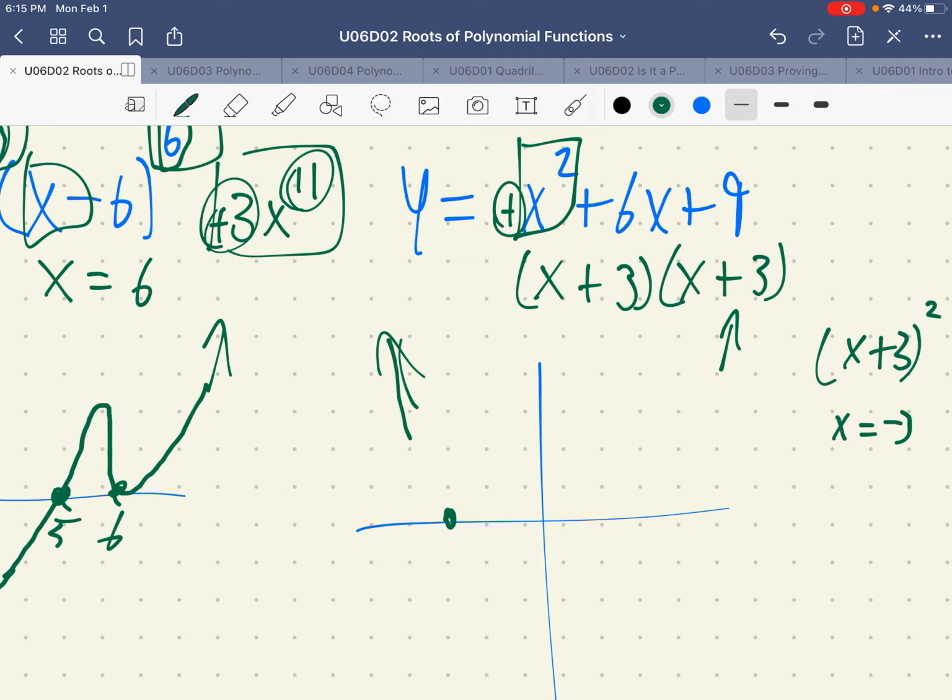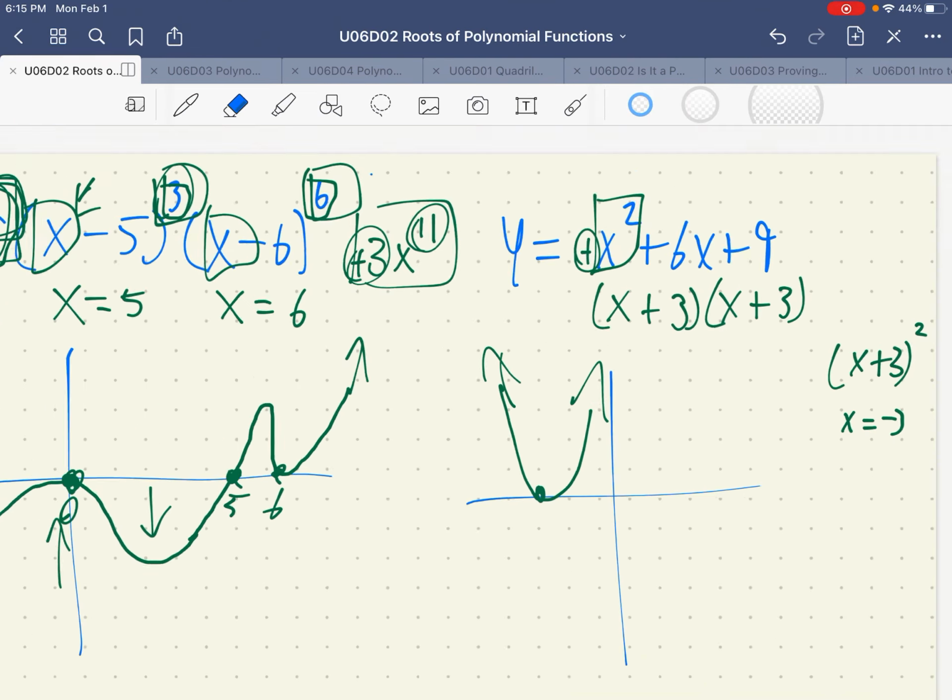And because it is even, that means the graph will approach -3 and then go up. I probably drew this way too far away, so it would probably look more like this. And that is our graph.